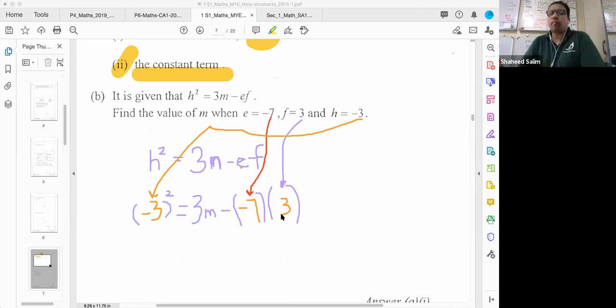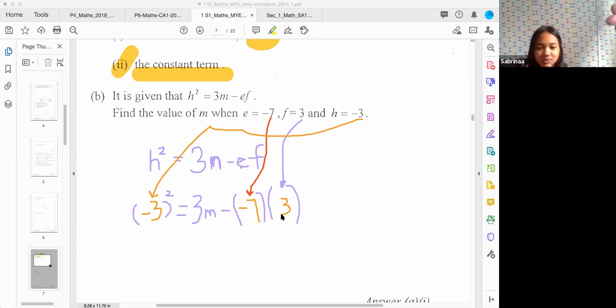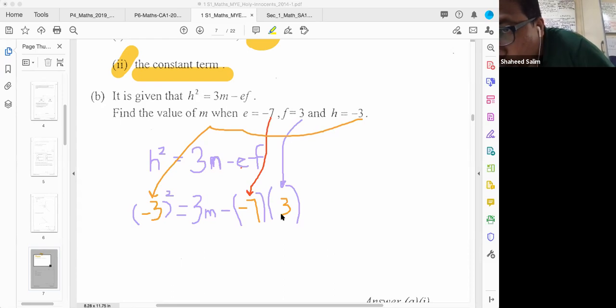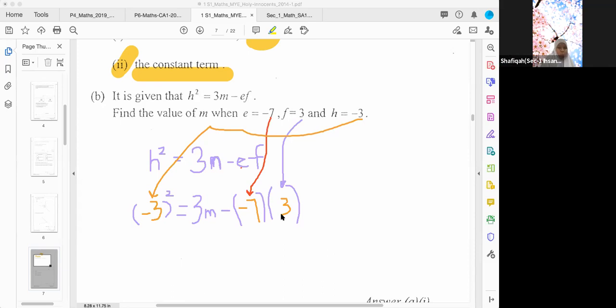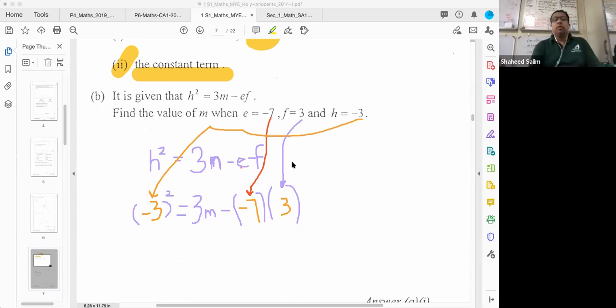Sabrina, what's the answer? I got 24. 24. Okay, what about Sophia? You get an answer? Sophia, have you gotten the answer? Is it 2? 2 is not. Okay, we go. Now, do you understand what I mean by putting in the values here?